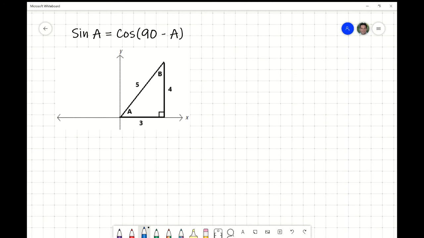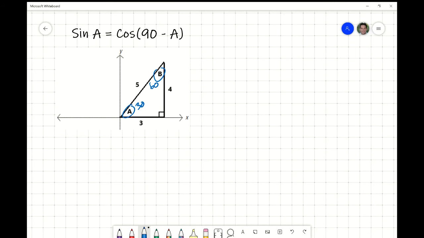Let's go through this trigonometric identity that you're supposed to understand, which is sine of A is equal to cosine of 90 minus A. All right, so we've got here a 3, 4, 5 special right triangle, and like any right triangle, we've got two angles here that are complementary, right? They're going to add to 90 degrees. So let's say that we know that's 30 degrees, then this is going to be 60 degrees, right?